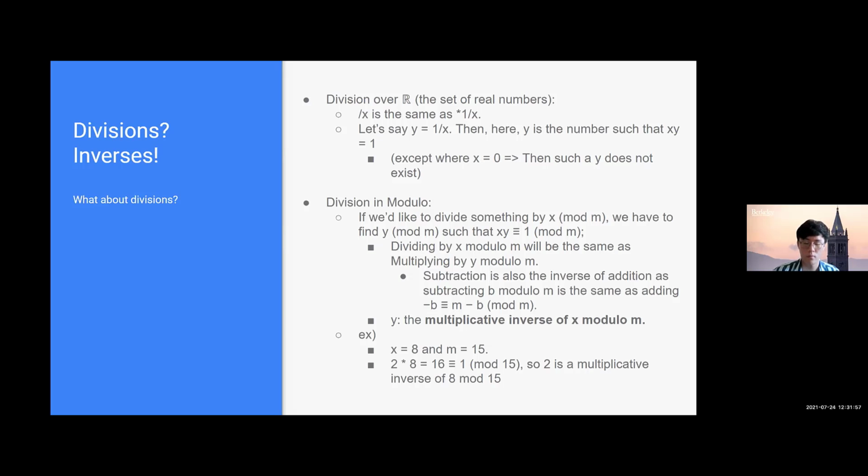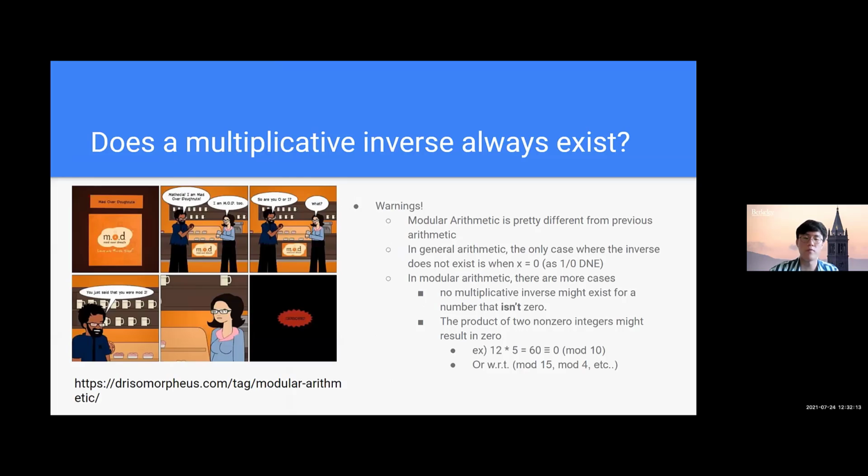So here's an example. If you have x equal to 8 and m equal to 15, the multiplicative inverse of 8 modulo 15 is basically 2, because if you find the product, 2 times 8 is equal to 16 and is congruent to 1 mod 15. But the problem is we had an exception when we dealt with arithmetic, right? If you did a division over 0, it's impossible.